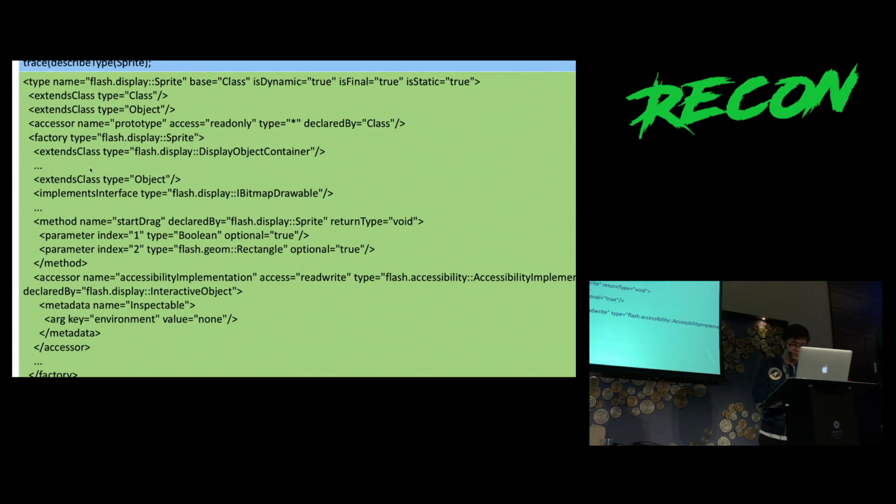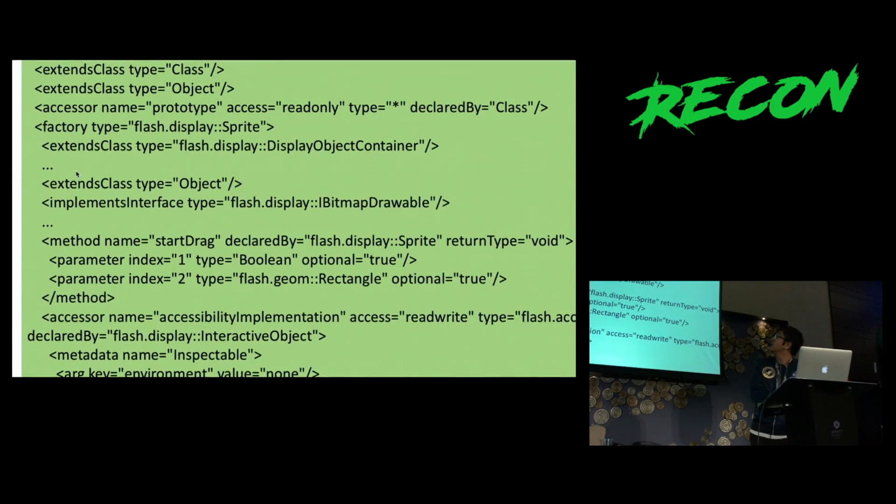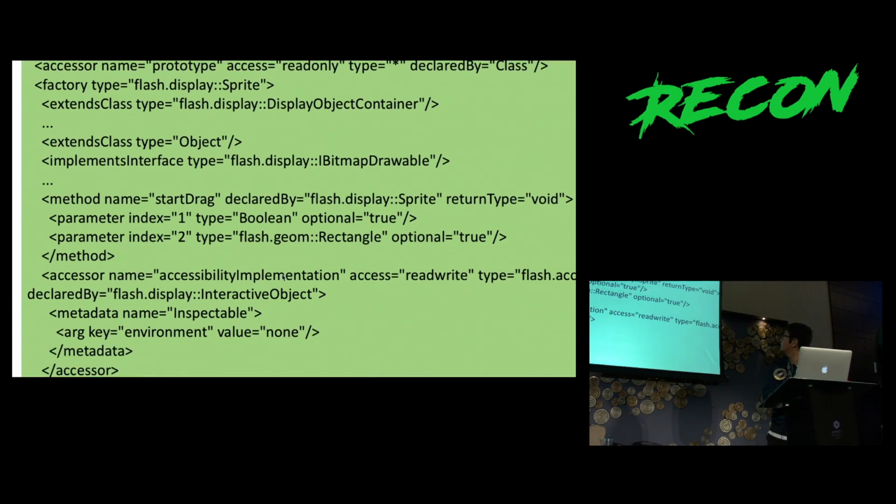We can see there's the extended class, method name, method return type, parameter counts of the method, parameter types and parameter properties, accessor name, accessor property, read and write, and accessor type. All of the information we have.